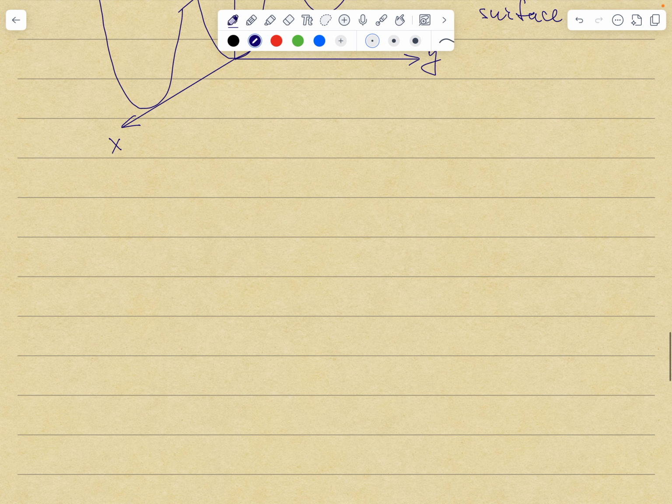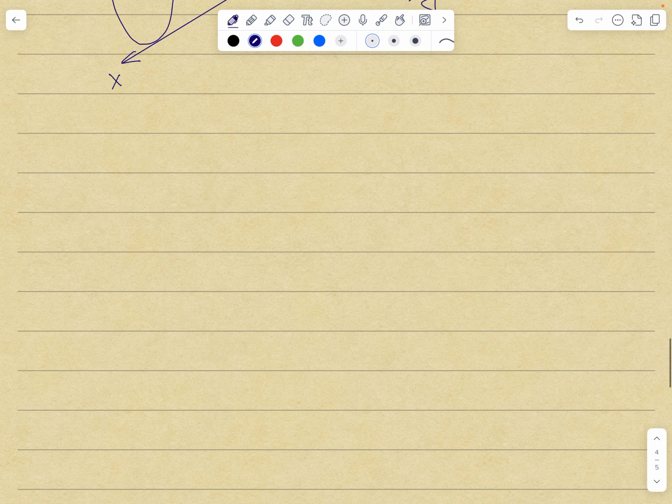Okay, next example. Let's now have a full equation like this. x squared plus y squared, but now I'm going to add the z squared, but with 1/2 in front. So plus 1/2 z squared equal to 1.